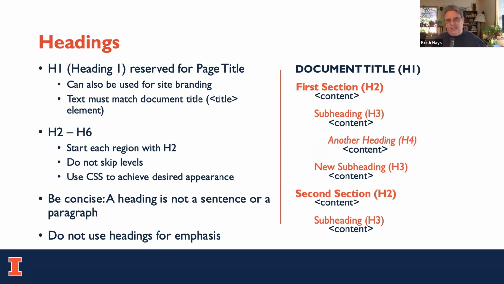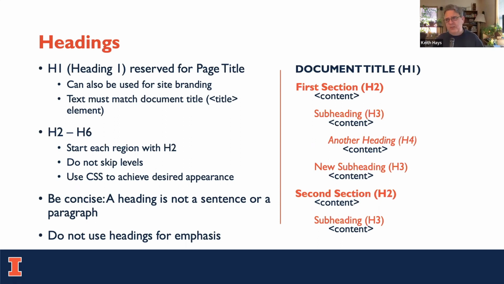Next, we have heading levels, H2 to H6. You've seen these in Word documents as well. Heading 1, heading 2, heading 3, etc. Start each region with a heading 2, and then go downward from there. If I'm in to the right, you can see kind of a document outline. We have two sections, first section, second section. In that section, we have a heading 3. There's subheadings, a heading 4 under that heading 3. The text of each is unique. That's within a given section.